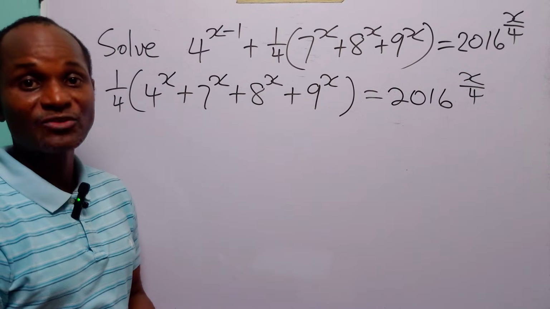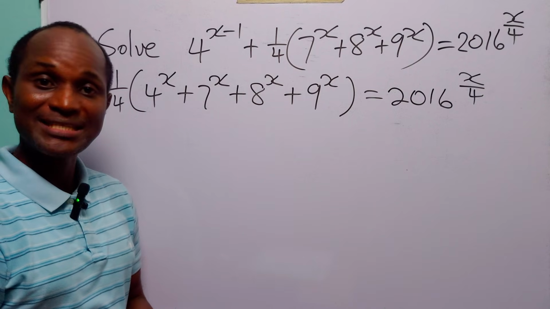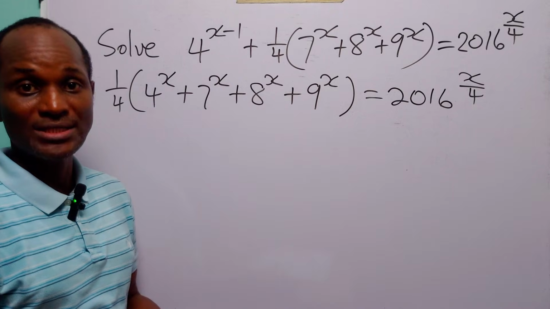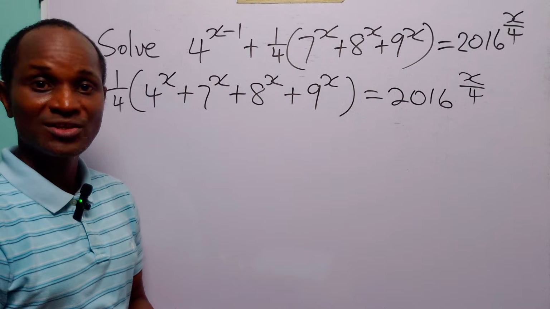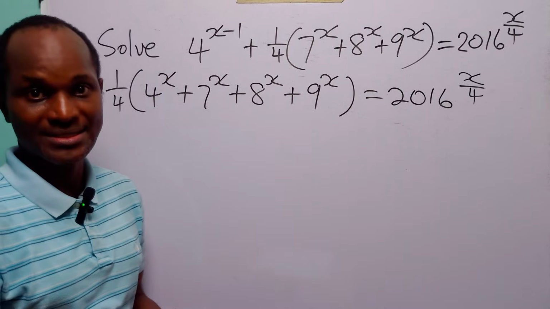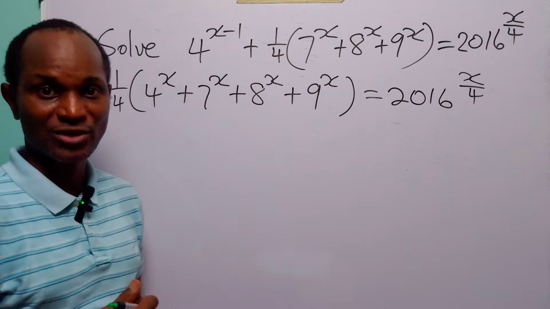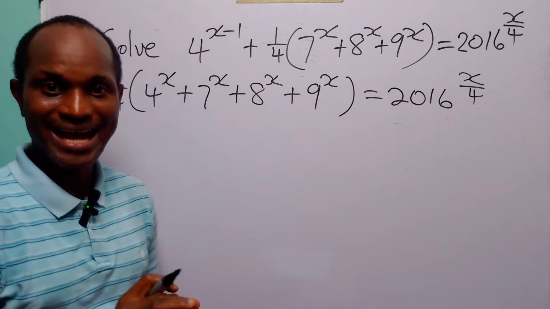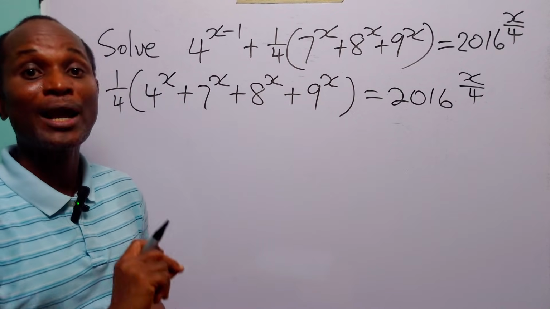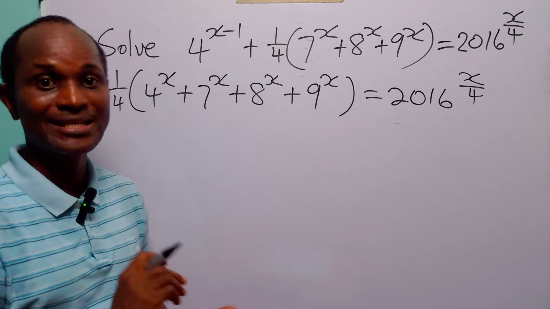Now, at this point, we have to apply the AM-GM inequality, that is the arithmetic mean, geometric mean inequality. This inequality is very simple. It tells us that when we have a group of positive real numbers, the arithmetic mean will always be greater than the geometric mean if all the numbers are different. But the arithmetic mean will always be equal to the geometric mean when all the numbers are the same.